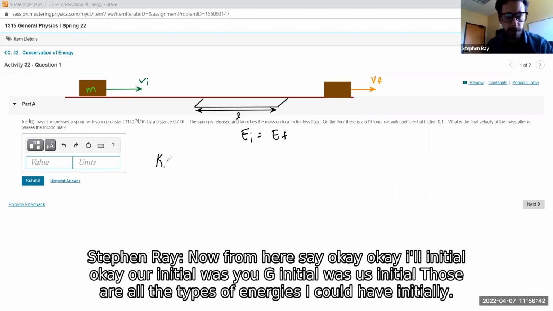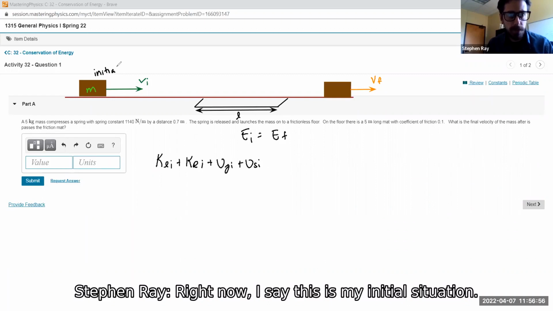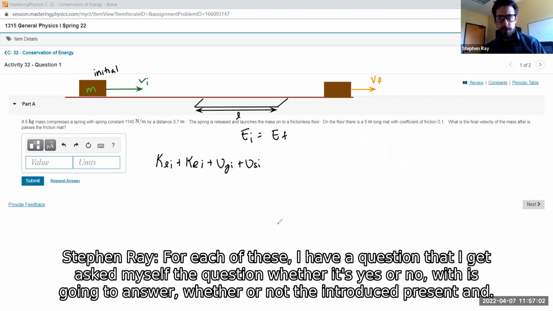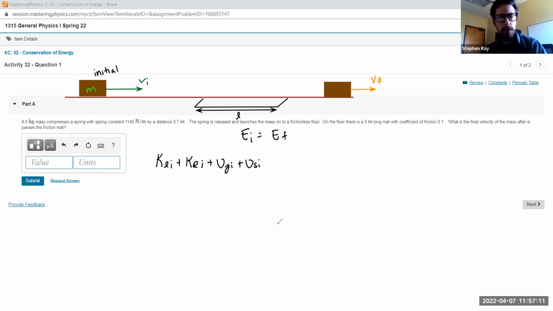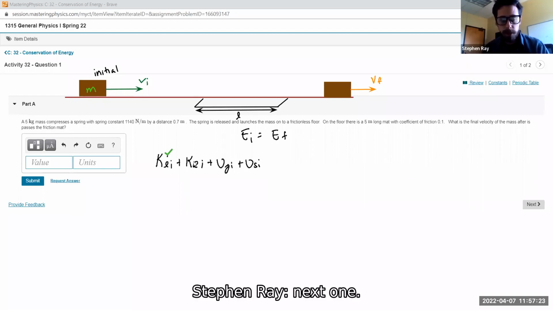Now from here, say, okay, KL initial, KR initial, plus UG initial, plus US initial. Those are all the types of energies I could have initially, right? And I'm going to say this is my initial situation. For each of these, I have a little question that I can ask myself. And the question, whether it's yes or no, is going to answer whether or not the energy is present. Looking at my mass. Is my mass moving? Yes, it is moving. It has a linear velocity. This sticks around.